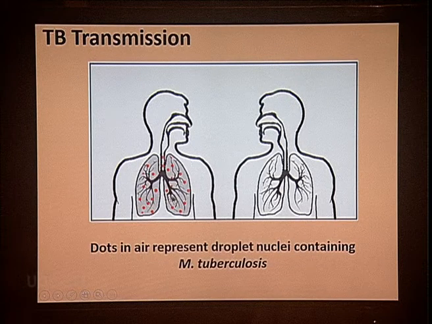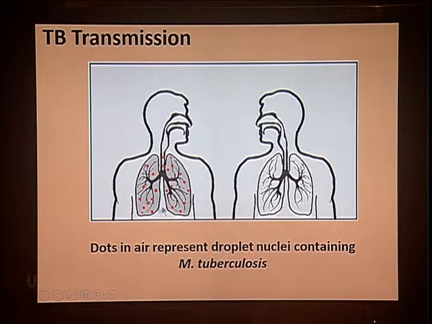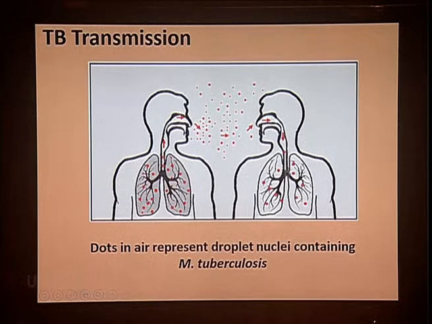You can see this person who is infected with TB, and here you have the bacteria in his lungs, and when he is releasing it, the droplet nuclei are traveling, and this person is inhaling. Then the droplet nuclei containing the bacteria go to the lung, and then again cause the disease.